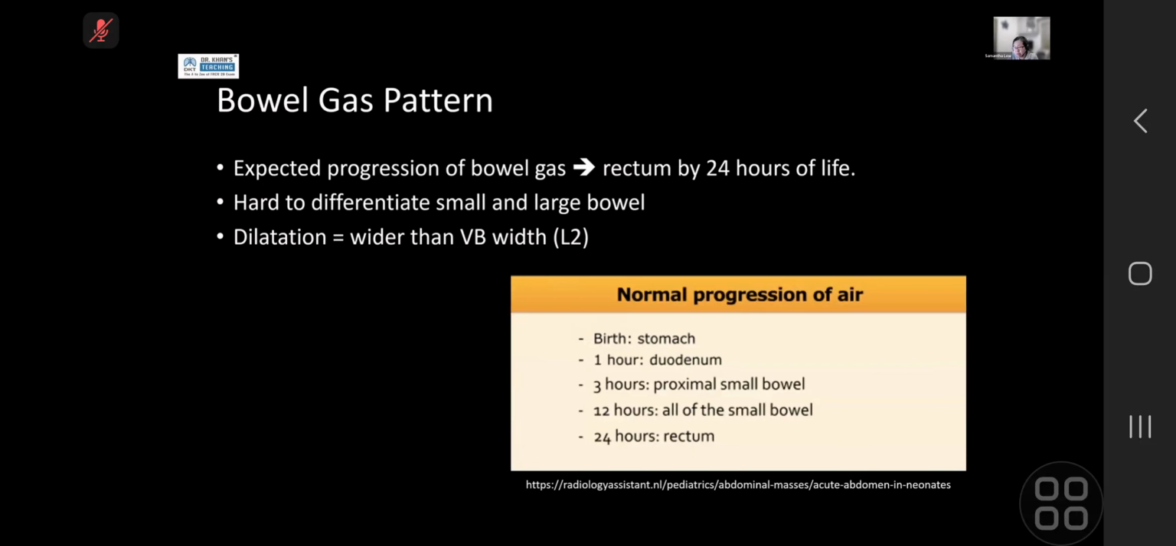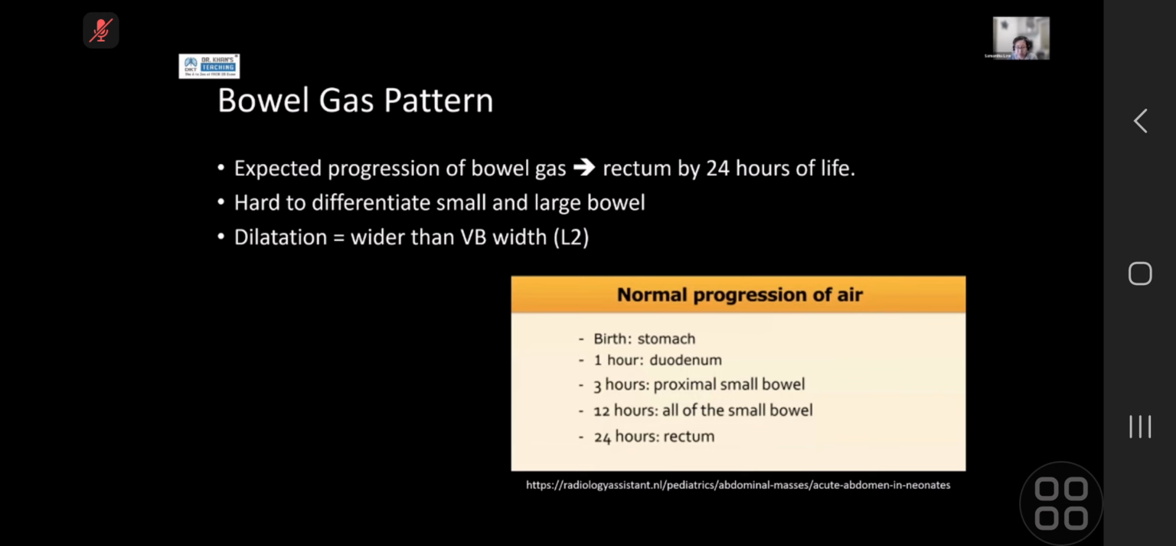of bowel gas, and you see it really in the rectum by 24 hours of life. So if a baby is being imaged quite early and you don't see gas within the small bowel, you're not going to call it bowel obstruction, but you're just going to have to correlate it with how old the child is, or the time from birth. And from Radiology Assistant, it has given you a very nice, helpful table of the timing of progression of bowel gas. So just remember, by 24 hours, you should expect to see some gas in the rectum.